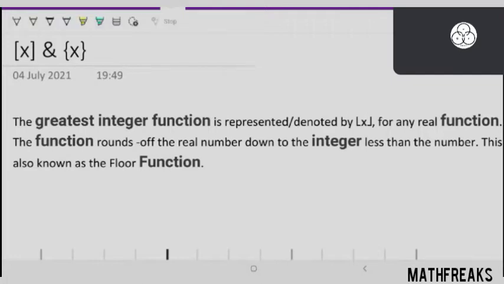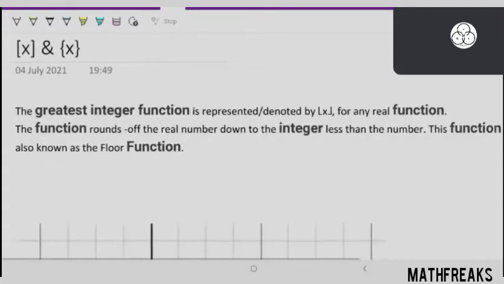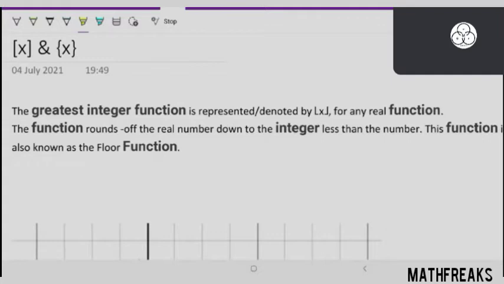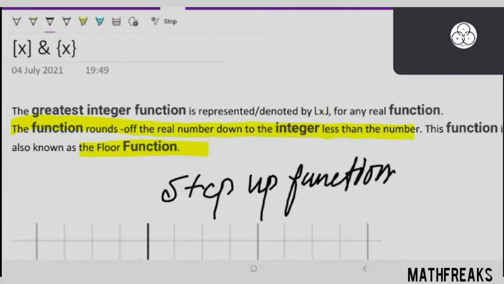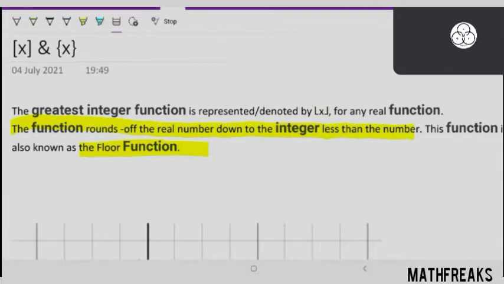These are some of the common definitions or illustrations. The greatest integer function is denoted by box of x. For any real number, the function rounds the number to the integer less than or equal to it. This function is also known as the floor function, also known as the step up function. So this is some of the elementary information regarding the function.